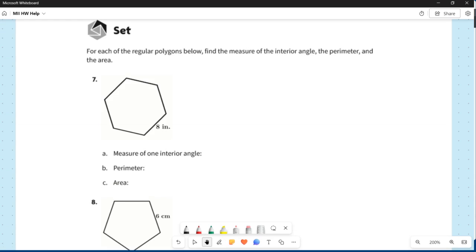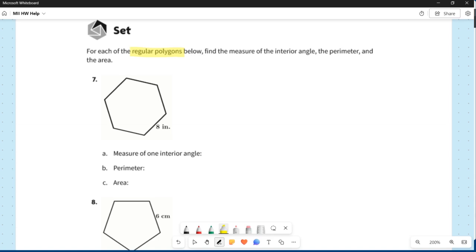Moving on to the set section. The directions here say, for each of the regular polygons below, find the measure of the interior angle, the perimeter, and the area. So we are told that we are dealing with regular polygons. And just as a reminder, a regular polygon has all congruent sides and all congruent interior angles. There's a lot of symmetry with a regular polygon.